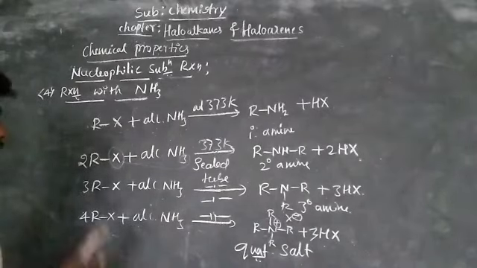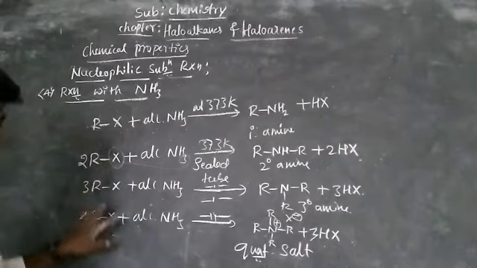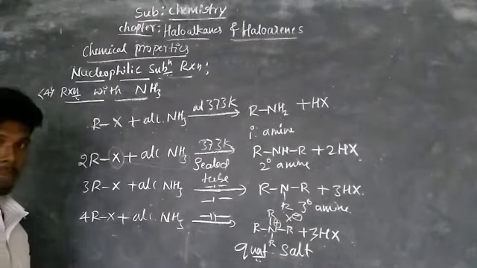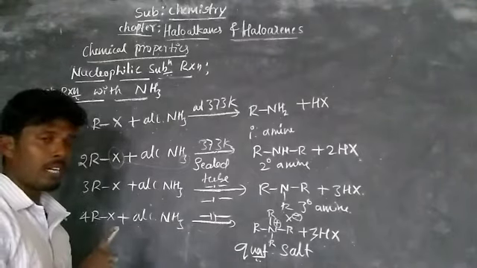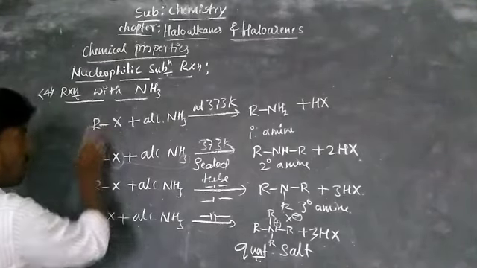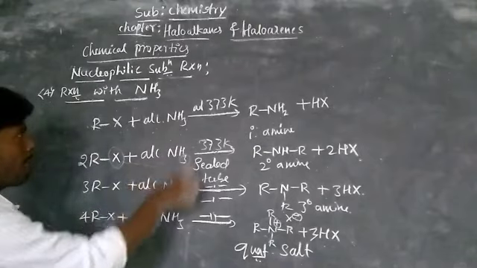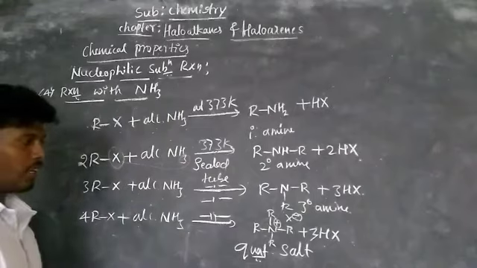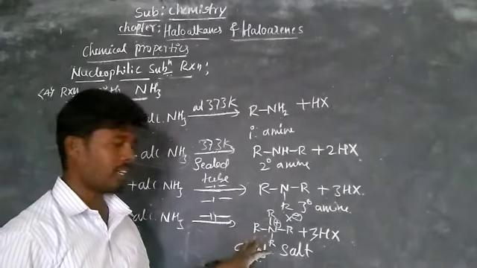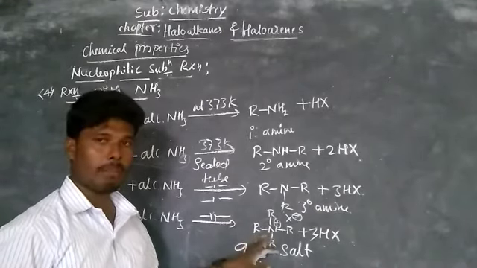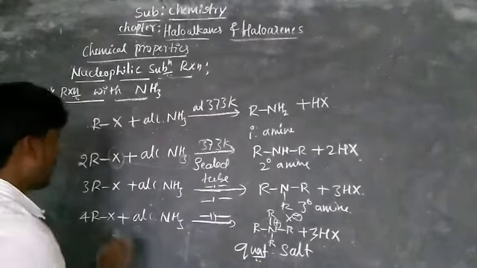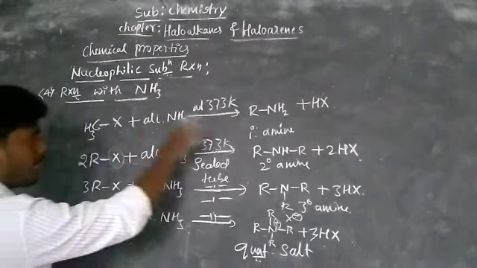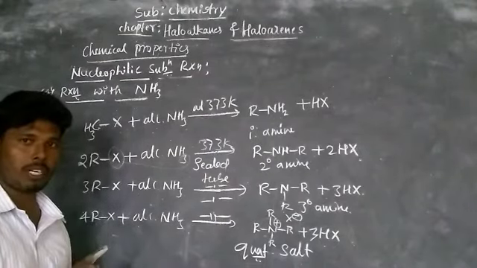Similarly, write an example for quaternary ammonium by taking methyl in place of R. I hope you are understanding. You should write methyl in place of R as an example for the quaternary reaction with ammonia. Finally you get tetramethylammonium salt. Just write CH3 in place of R and complete this whole reaction, that is homework.